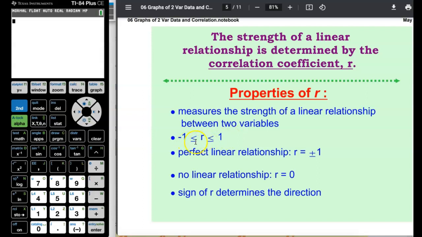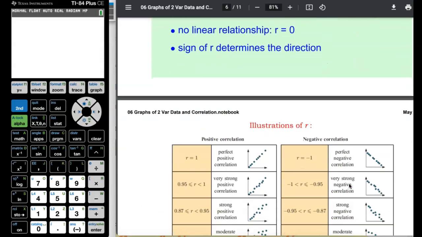If you have R equal to -1, that is a perfect negative correlation. If R is equal to +1, that is a perfect positive correlation. If there is no linear relationship, so the data is just sort of everywhere, that means R is 0. And then again, the sign of R determines the direction, so whether or not the pattern is linear and increasing or linear and decreasing.